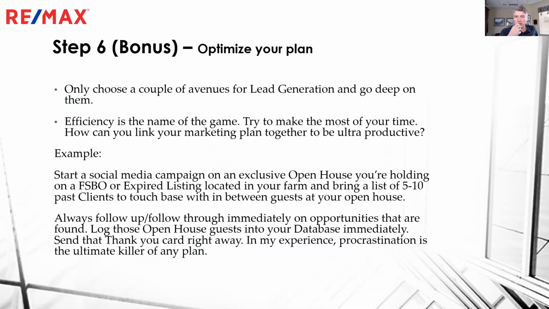Efficiency is the name of the game, so try to make the most time out of your day that you can. So let's say that you were running this whole plan, but you've got two things that you're going really deep on. The other ones are just kind of consistently going along. So a way to be efficient would be you could start a social media campaign on an exclusive open house that you're holding on a for sale by owner expired listing that's located in your farm, and you could bring a list of 5 to 10 past clients to touch base while you're there in case it's kind of slow. I mean, now you've done a lot of different things in a 2-hour window that if you hadn't planned it out, you wouldn't be hitting.